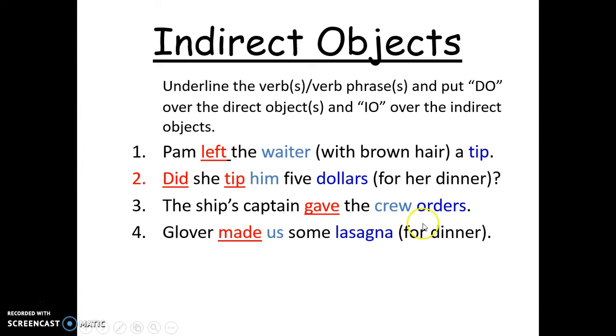Glover made us some lasagna for dinner. For dinner is your prepositional phrase. Made is your action verb. What did he make? Lasagna. That's your direct object. Who did he make it for? Us. There's your indirect object.